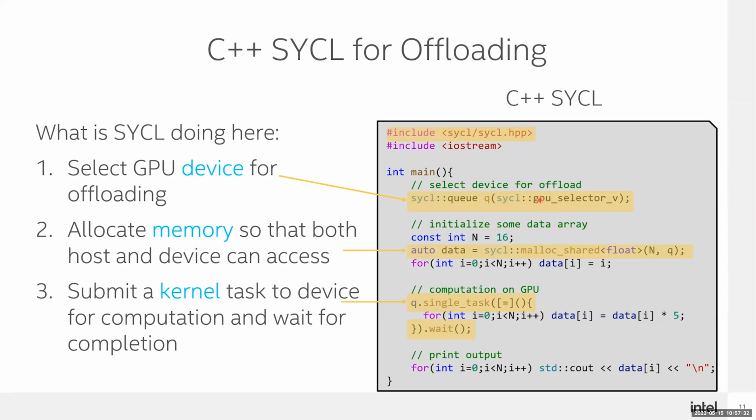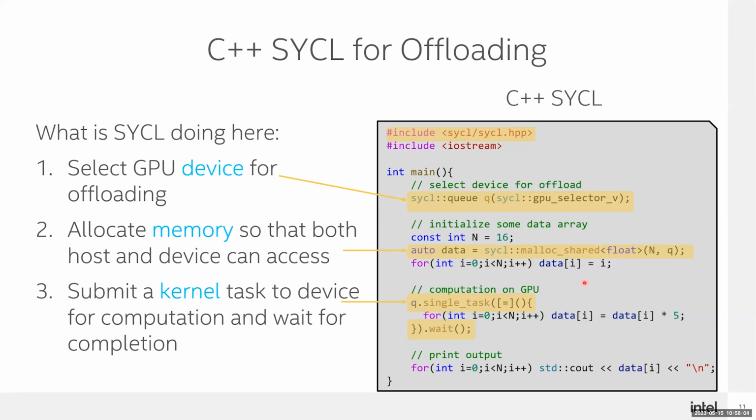Or if you change this to something else, instead of GPU, you can just change this to FPGA selector, for example, or any other accelerator. Then this code will be offloaded to that specific device. So this is mainly the basics of SYCL. You can see that it's very simple. We've included one header file, so this is new. And then we've done three different things: selecting a device, allocating memory, and then submitting the kernel itself. So these are the basics of SYCL.